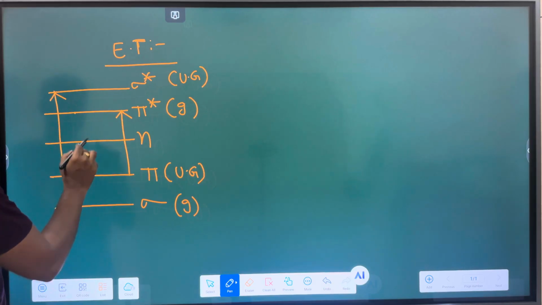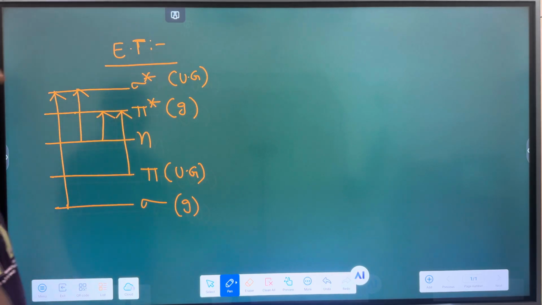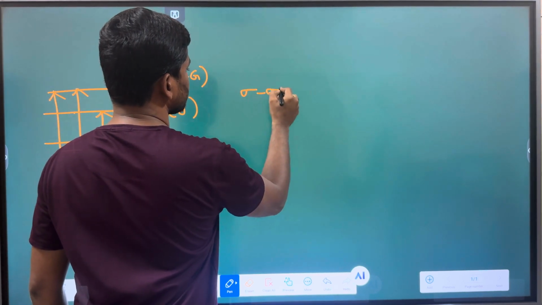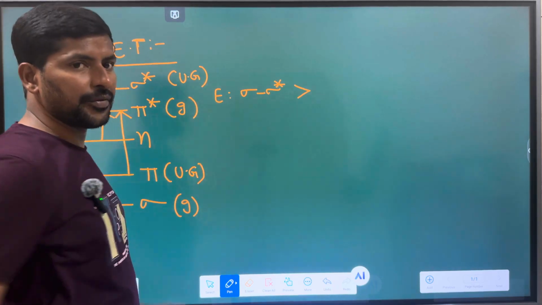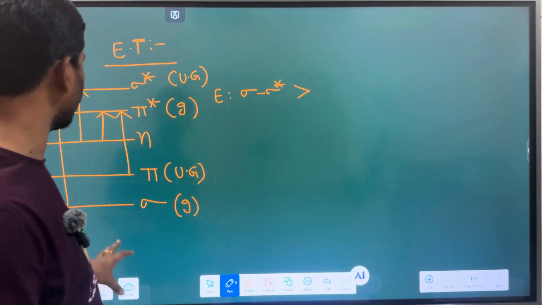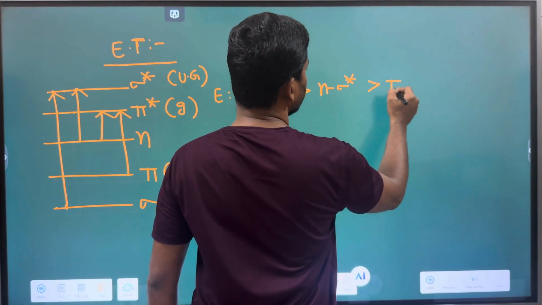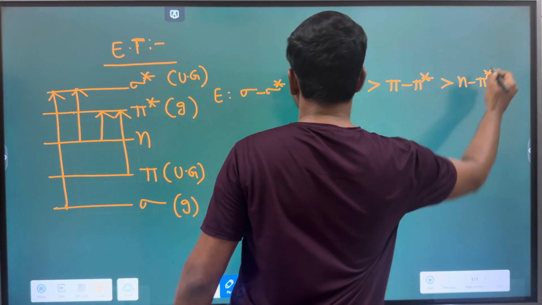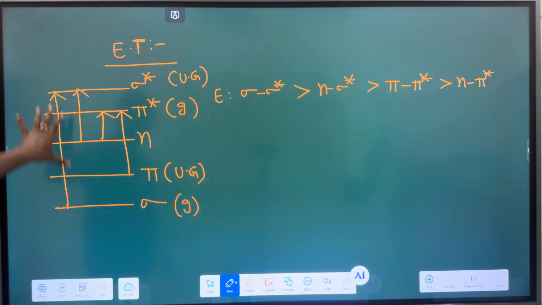If you see n to sigma star and n to pi star, what about the order of energy? Sigma to sigma star has the highest energy gap. The order of wavelength will be the reverse, since energy is inversely proportional to wavelength. Next, n to sigma star, then n to pi star, which has the least energy gap. The energy absorbed is very small when the energy gap is small.